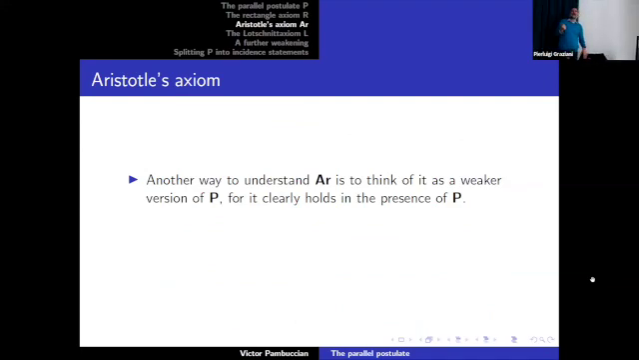Another way to think of Aristotle's axiom is as a weaker version of the parallel postulate, because it clearly works in the presence of the parallel postulate. How? Well, let's again try painting here. So I start with this angle. Somebody gives me some AB, which is say this, and I want to find something here that is bigger than this AB. Okay, make AB longer. Let's say double it. Now take the double of it here and raise a perpendicular.